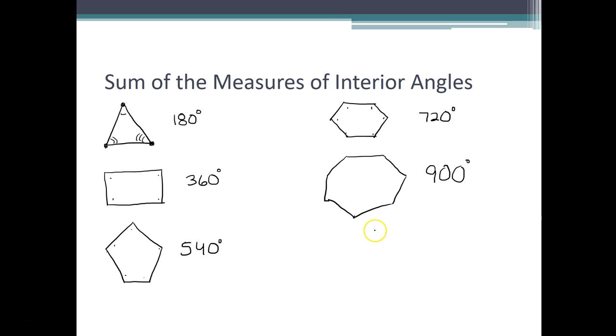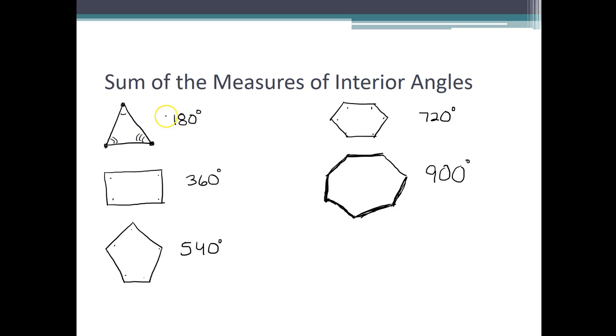And so forth. So anyways, taking a look at these, I was wondering if you spotted a pattern. Do you see any sort of pattern as far as the number of sides in the polygon versus what the inside angles add up to?